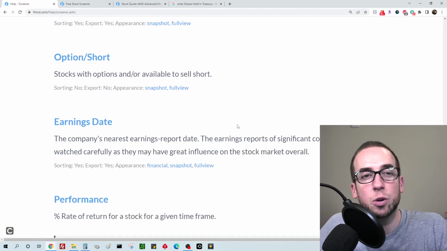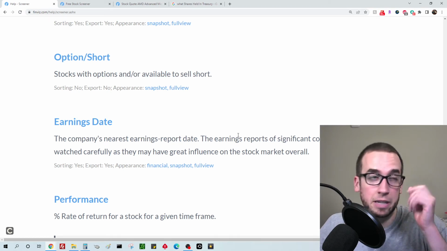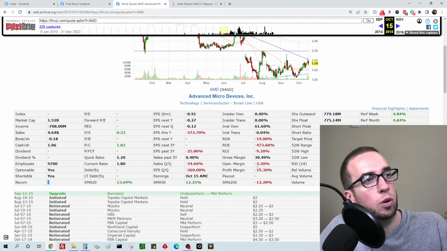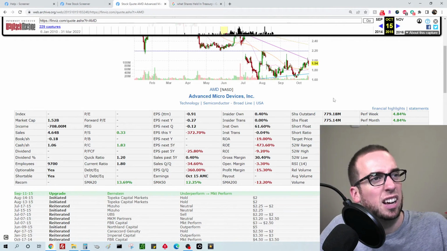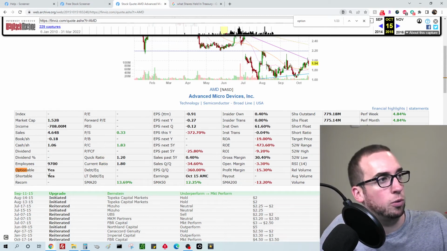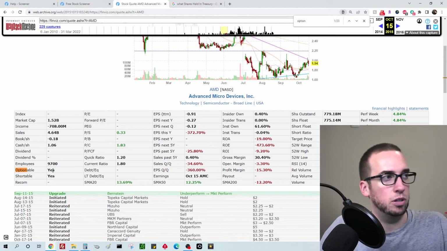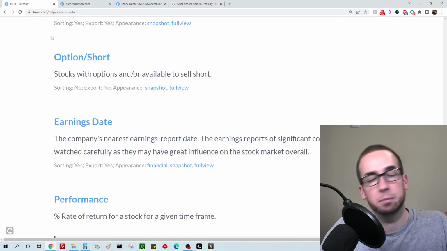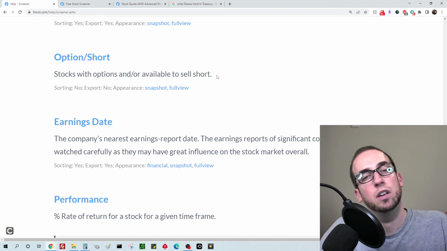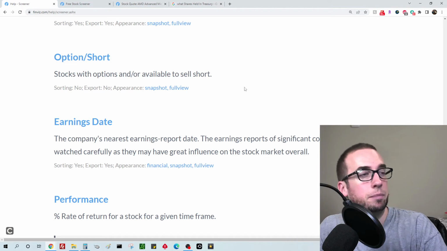Option/short is stocks with options and/or available to sell short. That means like AMD, you can do call options or put options. Optionable, yes. Shortable, yes, down here. So that means you can short the stock and you can also trade options on it. Call contracts, put contracts. I never used options to make my money, so we're not going to get into it.